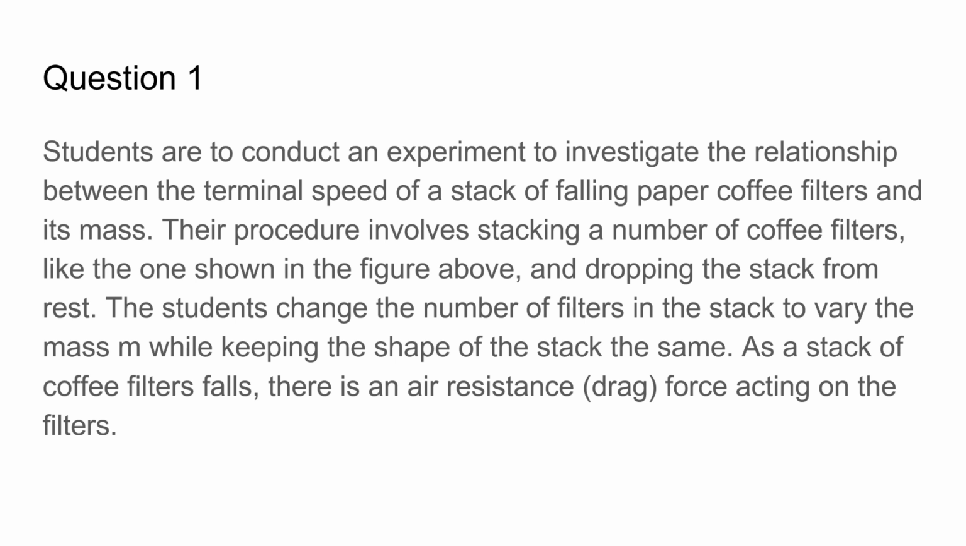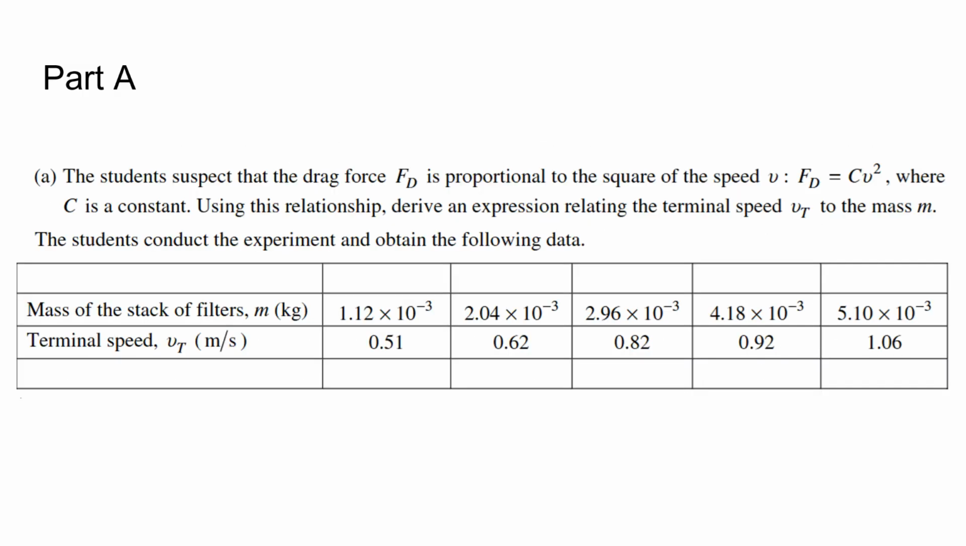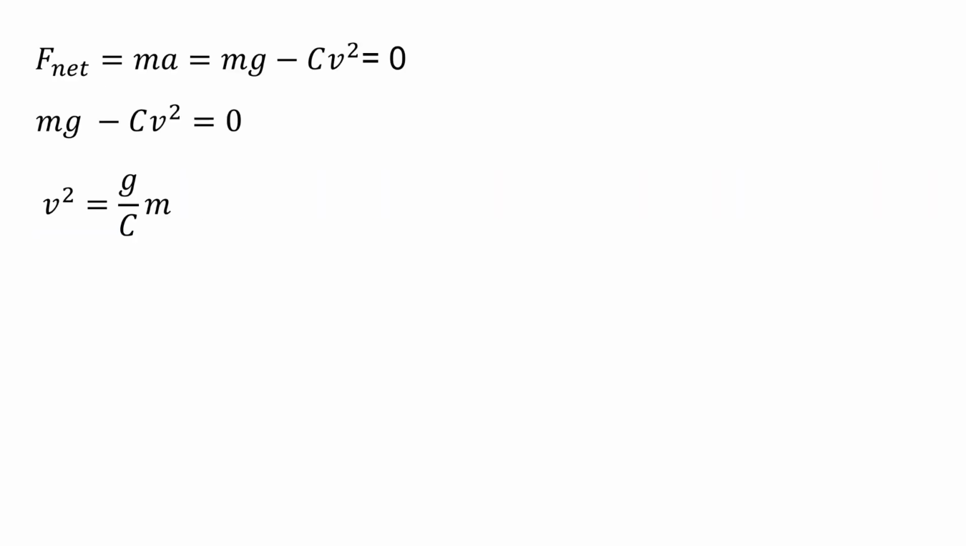As the stack of coffee filters falls, there is a resistance force, drag force, acting on the filters. The students suspect that the drag force, Fd, is proportional to the square of the speed, Fd equals Cv squared, where C is a constant. Using this relationship, derive an expression relating the terminal speed, Vt, to the mass m, and a table of data.